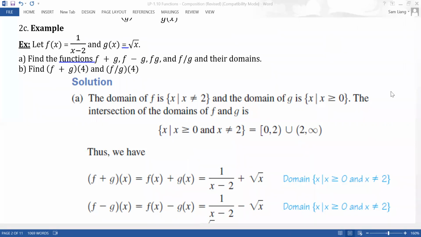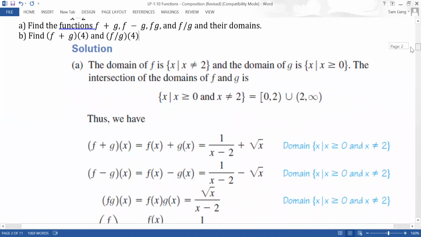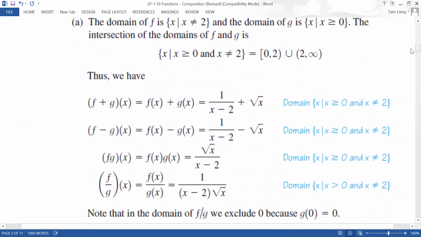All right, and then the sum, difference, product, and quotient of these functions, pretty simple, right? You just combine them. So you literally just add them. So you have 1 over x minus 2 plus square root of x for the sum, and then the difference is going to be 1 over x minus 2 minus square root of x, and then the product is going to be these two functions multiplied together, so it's square root of x over x minus 2. Pretty simple. And then the domain for all these three is going to be the same, the exact same thing as we calculated earlier.